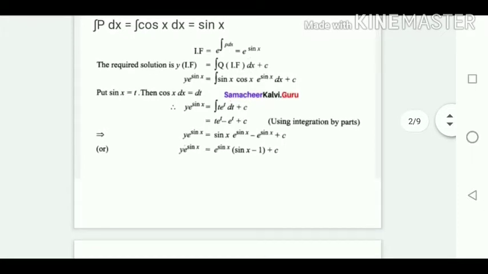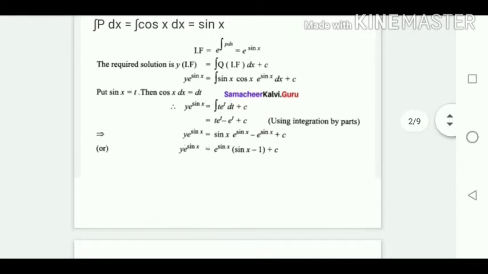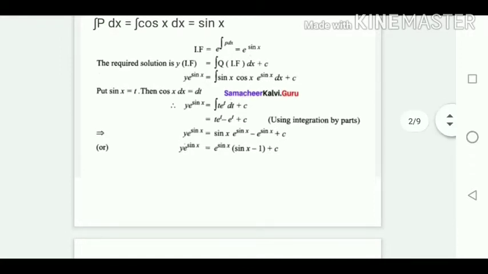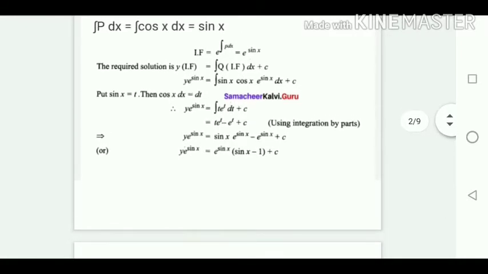Here we are getting the value like this: put sin x equal to t. That means we are getting the integration of cos x e power t dx plus c. Then if you differentiate sin x, we are getting cos x dx equal to dt.